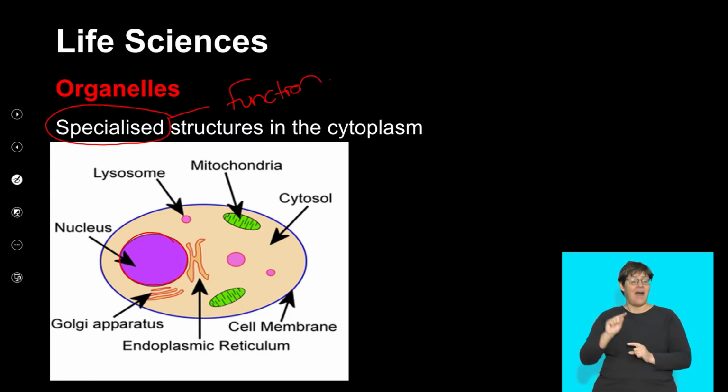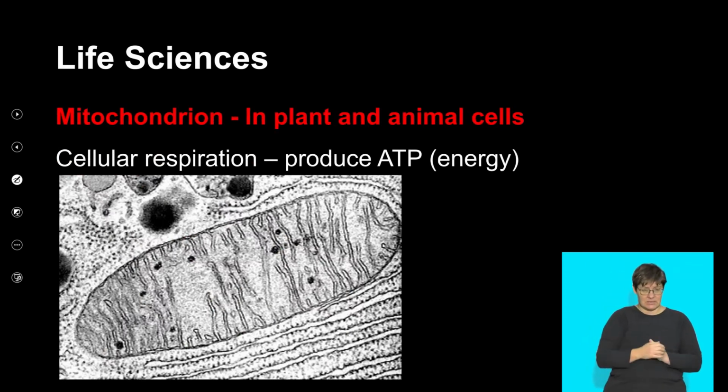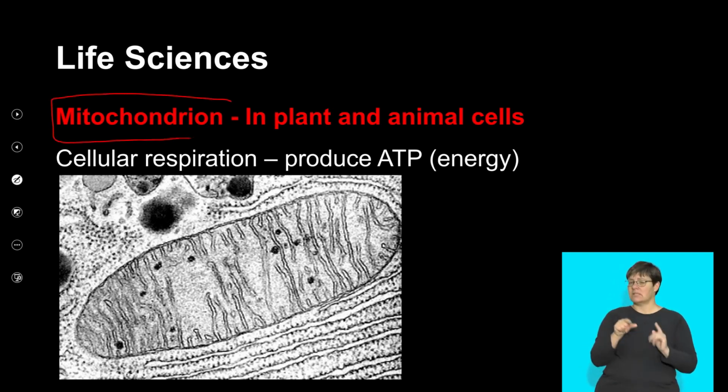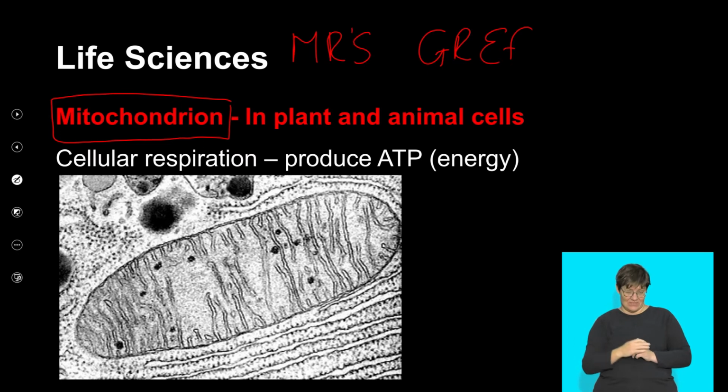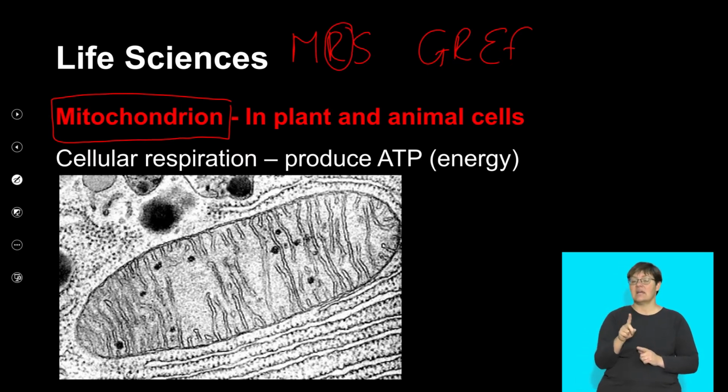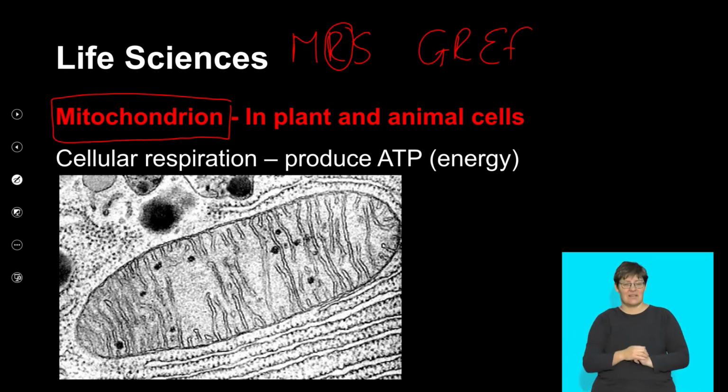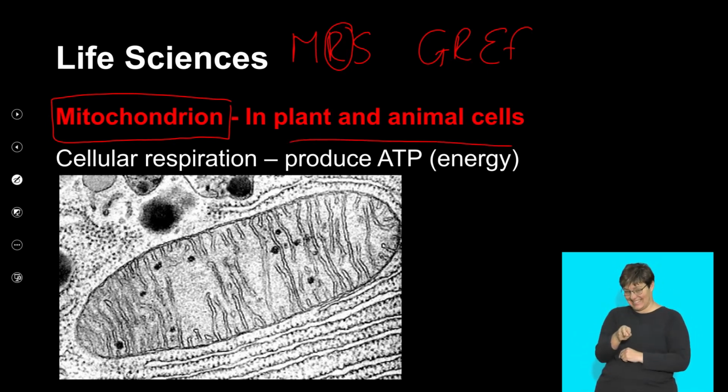What other organelles are we going to find? In the plant cell and the animal cell, we're going to find this very important organelle called the mitochondrion. If I ask what all living things need to be able to do, I'm going to do Mrs. Krief again on the board. One of the R's is cellular respiration. And what is cellular respiration, guys? That is our energy.